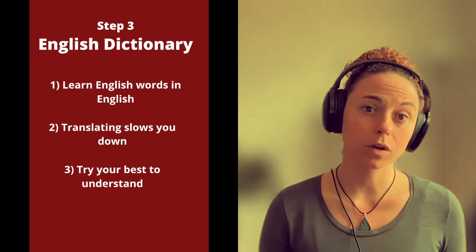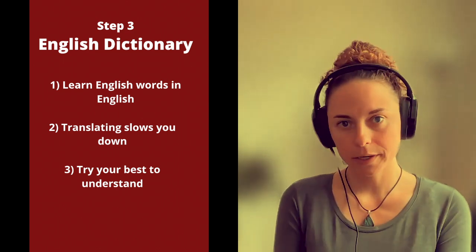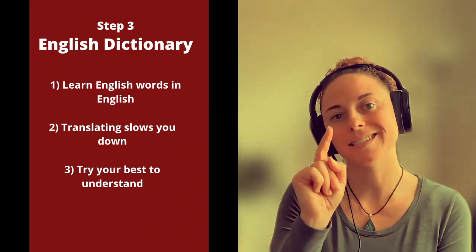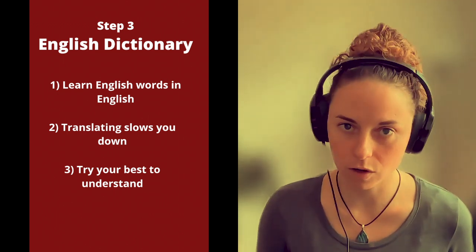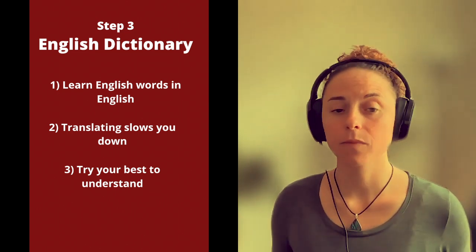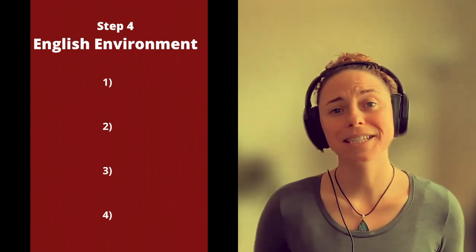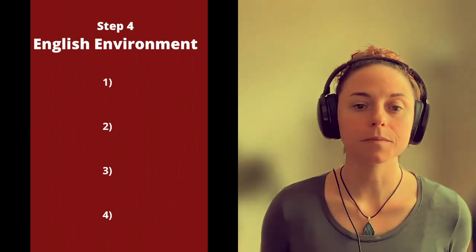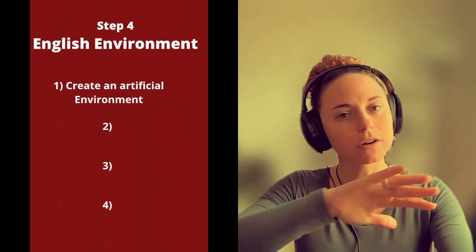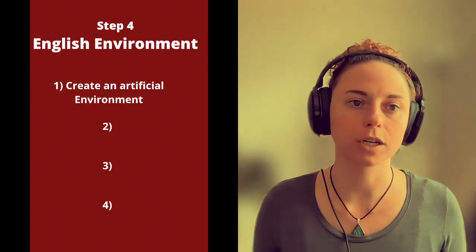When you find words in text that you don't know, stop reading the book, get your dictionary out, and look up the definition and see if you can figure out what that word means from the English definition. This brings me to step 4, the English environment. You want to create an artificial world in which you use the English language.